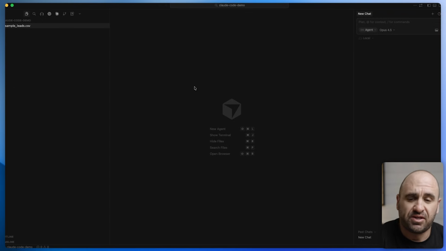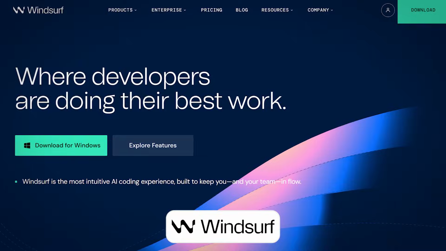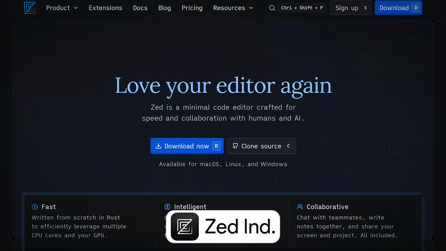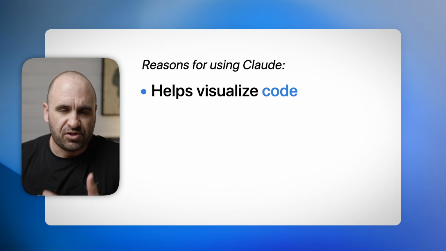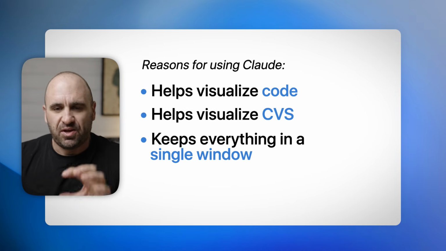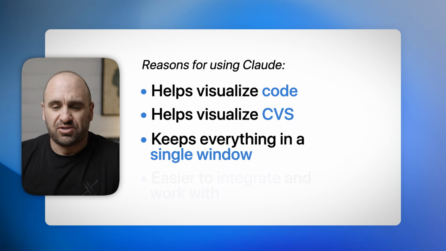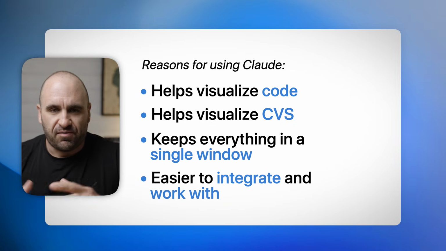The very first thing that you're going to want to do is be in an IDE, also known as an integrated development environment, such as Cursor, VS Code, Windsurf, Zed. I mean, there's a lot of them out there. In my opinion, Cursor is probably the one that ships the most and the fastest, so I would recommend Cursor. And the reason for that is, for us, it really helps just to kind of visualize code. It helps visualize CSVs. It helps keep everything in one window, including your browser. So it just makes it a lot easier to actually integrate and move things around when you're working in an environment such as this.